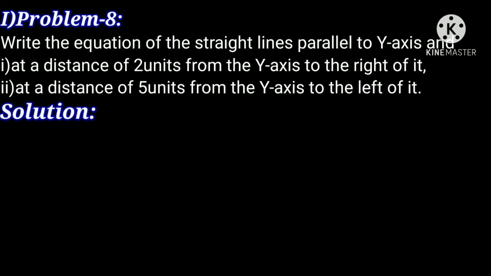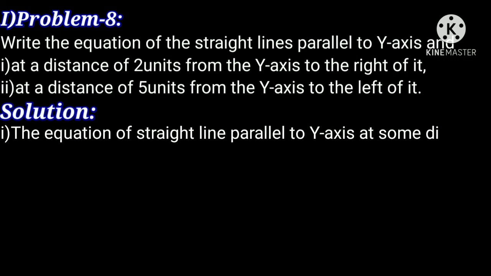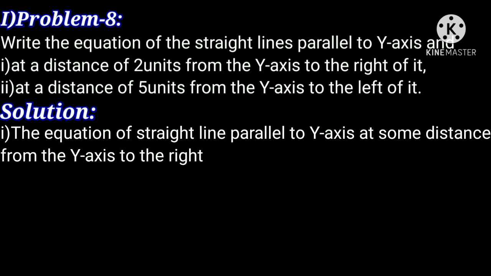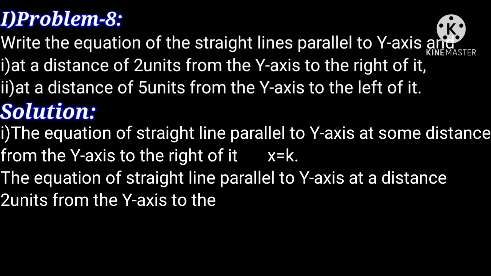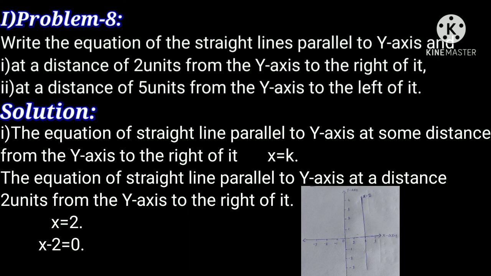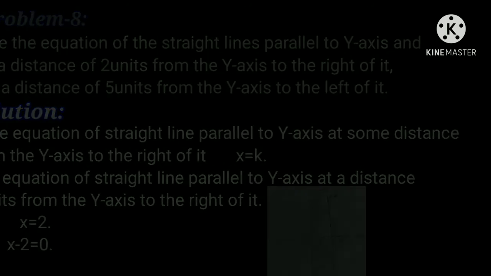Solution. First, the equation of the straight line parallel to the y-axis at some distance from the y-axis to the right of it is x equal to k. Then the equation of the straight line parallel to the y-axis at a distance of 2 units from the y-axis to the right of it is x equal to 2. From this, x minus 2 equal to 0. This is the parallel equation.